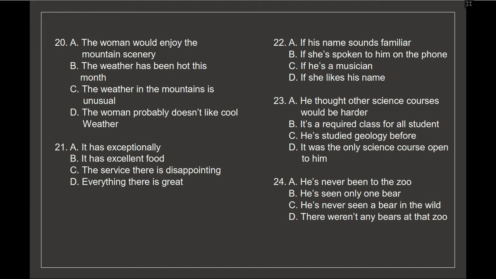Number 24. Have you ever seen a bear? Only at the zoo. What does the man mean?